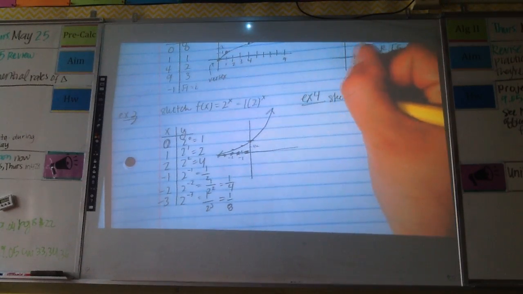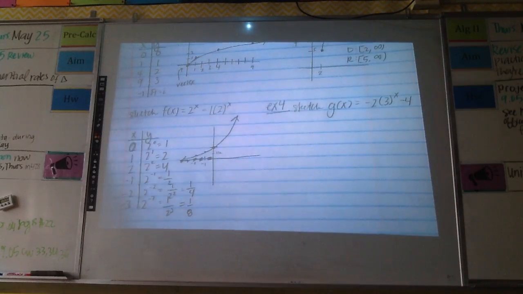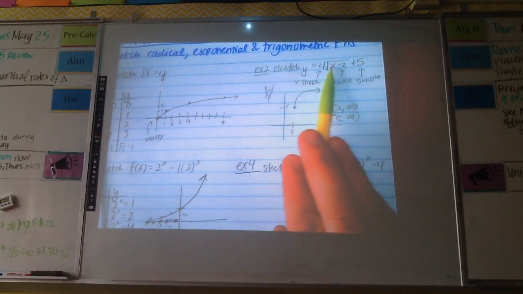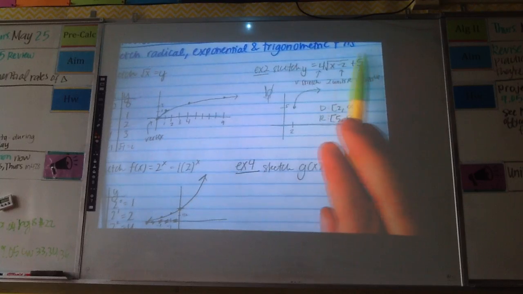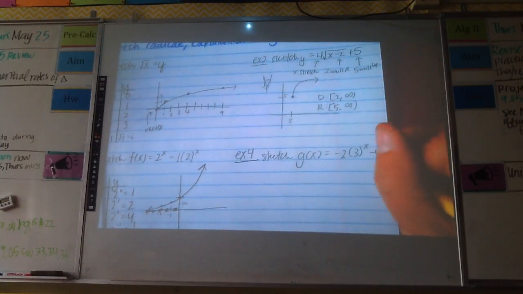Okay, next example, this was example 3, example 4. Let's sketch g of x equals -2 times 3 to the x, minus 4. Changes right by the x value are going to move it left and right. I can see I'm not moving left and right. Adding or subtracting some value away from x is going to move it up or down. Remember, that's intuitive. Minus, oh yeah, we would think it's going to go down 4 units.